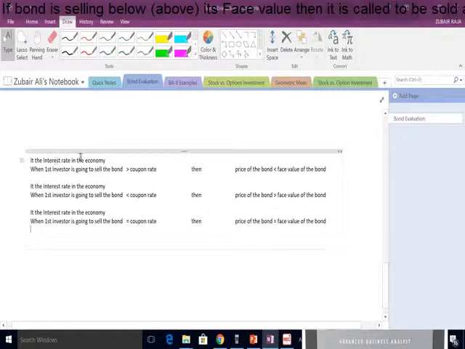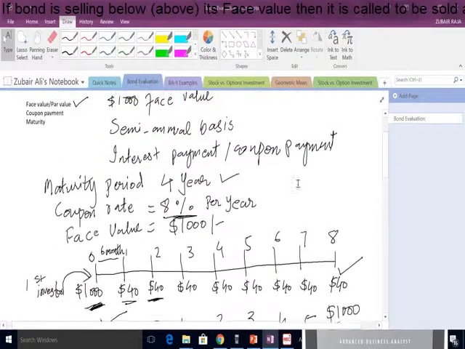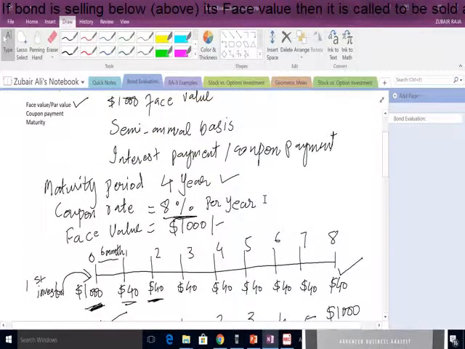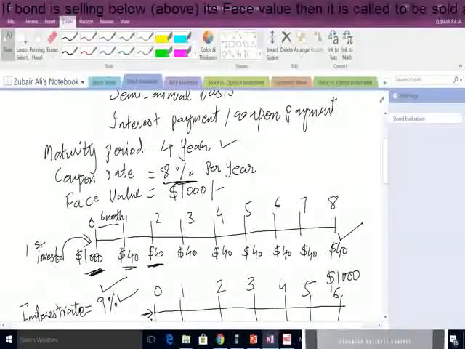If the interest rate in the economy when the first investor is going to sell the bond is greater than the coupon rate at which the bond is issued, then the price of the bond will be less than the face value of the bond. Look over here. When the bond was originally issued, it was issued at an 8% coupon rate. So that 8% set the interest payment of this bond for the rest of its life.